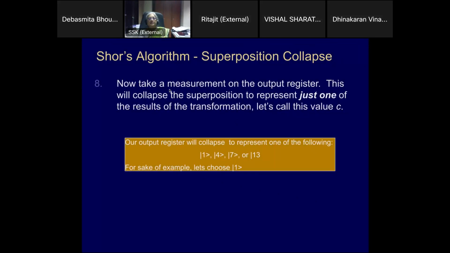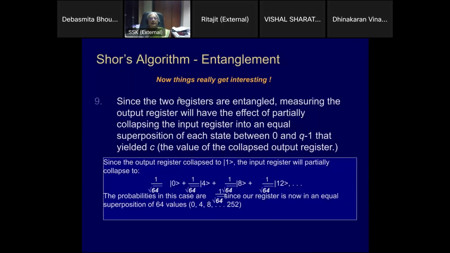Next step is to measure the output register, and this will collapse to just one of the results of the transformation. Let's call this value C, which means it will collapse to one of the following 4 values. Let's say it collapses to 1. Now, things are getting interesting. Since the 2 registers were entangled, measuring the output register will have the effect of partially collapsing the input register into an equal superposition of each state between 0 and Q minus 1 that yielded C, only the ones corresponding to whatever was measured in the output register. So you get 1/4 of the 256 states. The probabilities are now an equal superposition of, instead of 256, now 64 values.